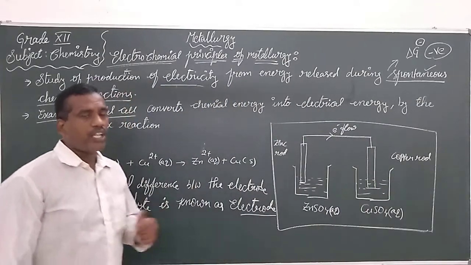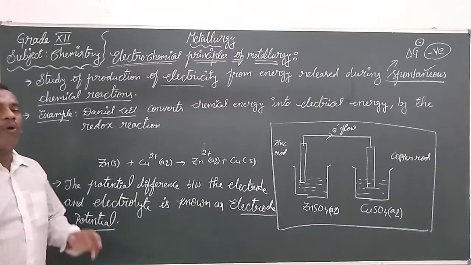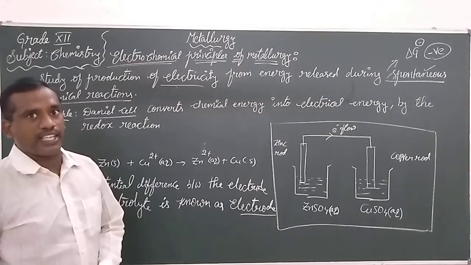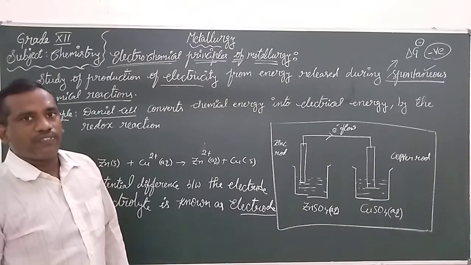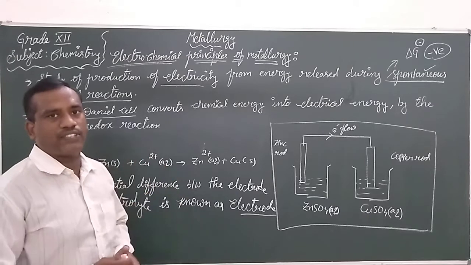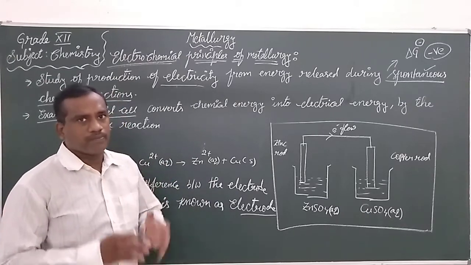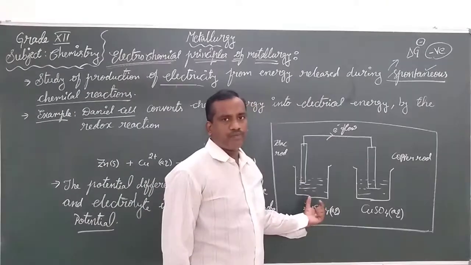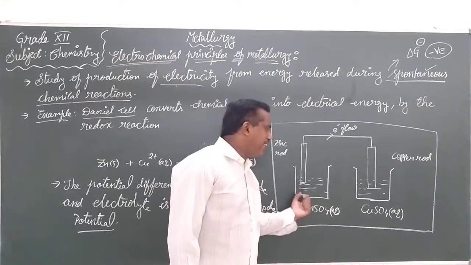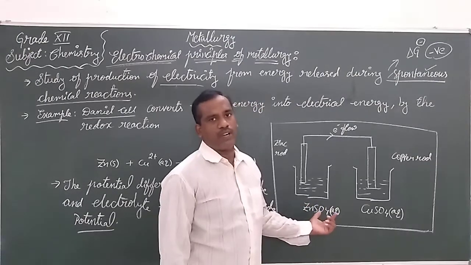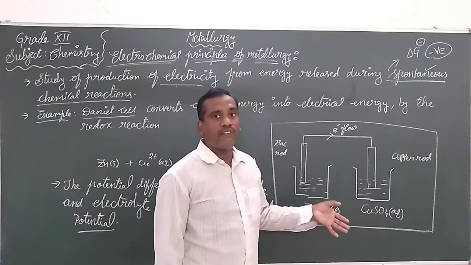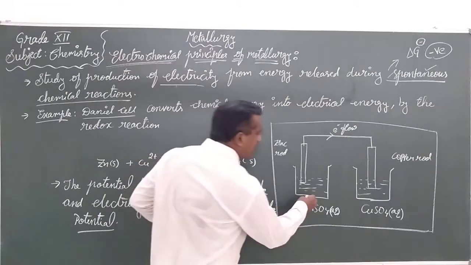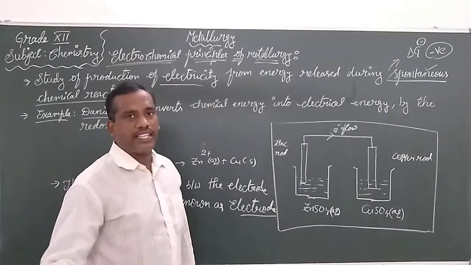Now let us recall the Daniel cell that we learned in the first year. In the Daniel cell, there are two halves, two parts we can say. In one part, we have placed a beaker. In that beaker, we have taken zinc sulfate solution, zinc sulfate aqueous. It is called the electrolyte.